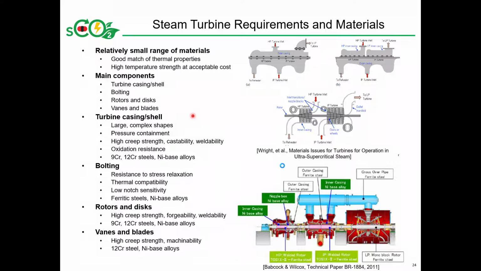In terms of materials, there's just a general outline here of the different main components and what sorts of materials you might see, such as 9 chrome and 12 chrome steels or nickel-based alloys, depending on the specific component, as well as a few other things that you're looking for, like high temperature creep strength, castability, and weldability, obviously for the casing and shells. For the rotors and discs, looking for high creep strength, forgeability, and weldability to help process those components.